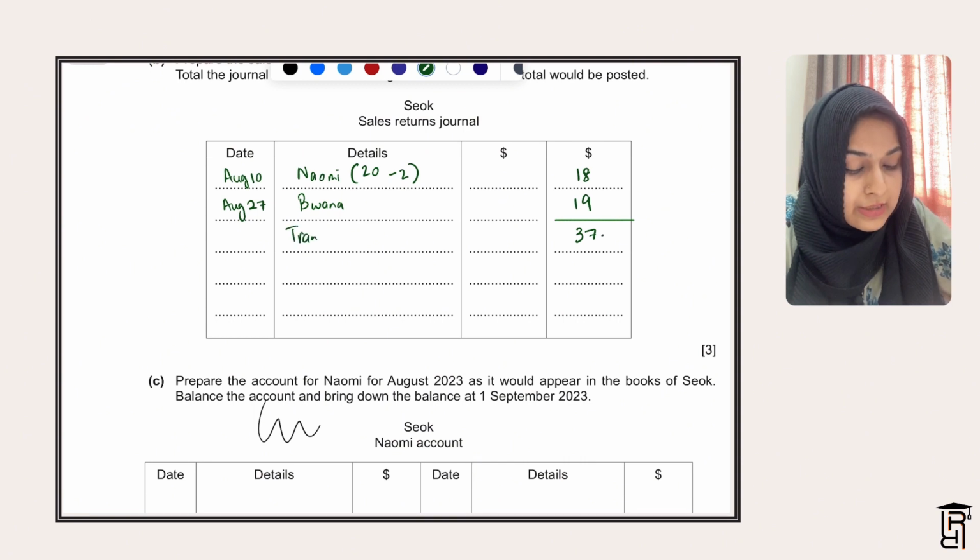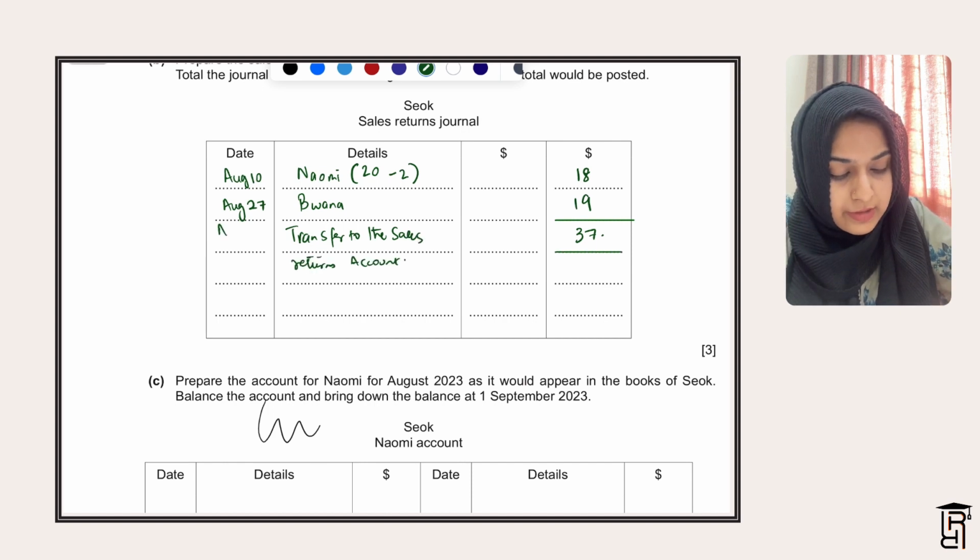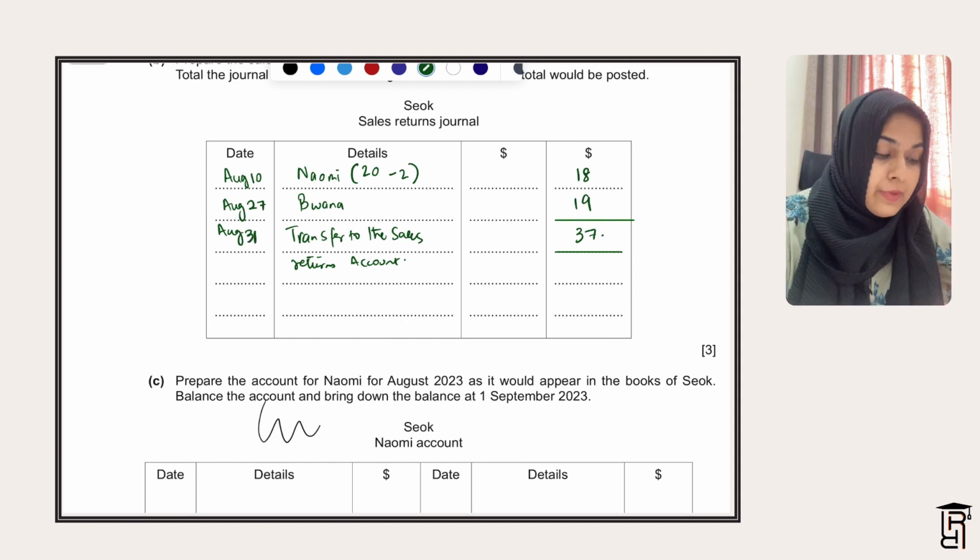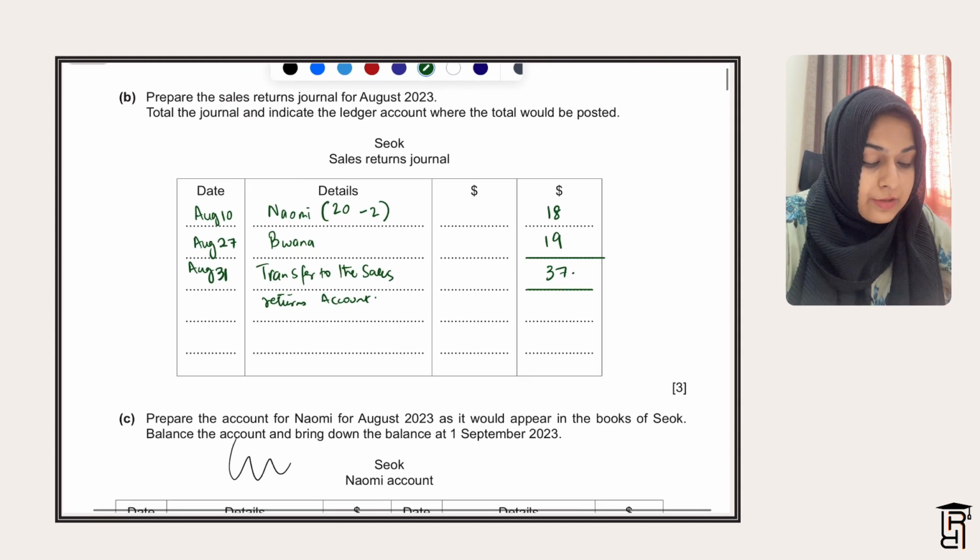So you write here transfer to the sales returns account. And this is basically the total $37. You write here August 31. And that's it for the sales returns journal.